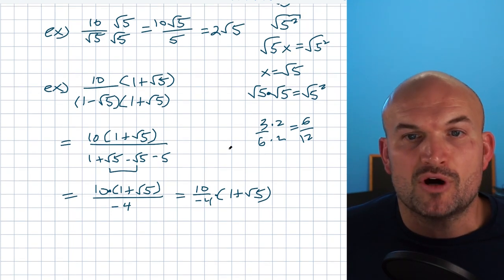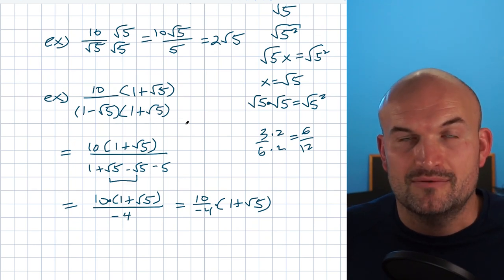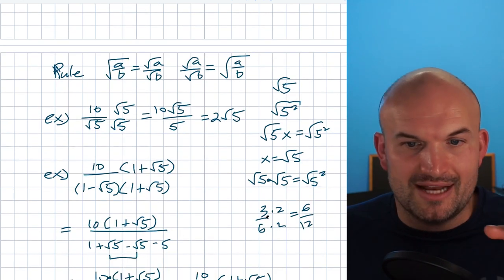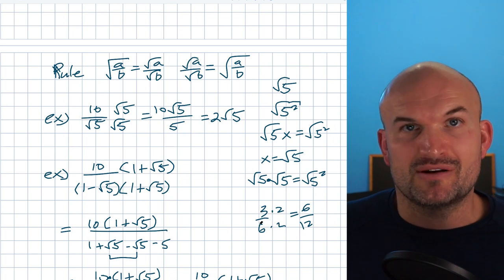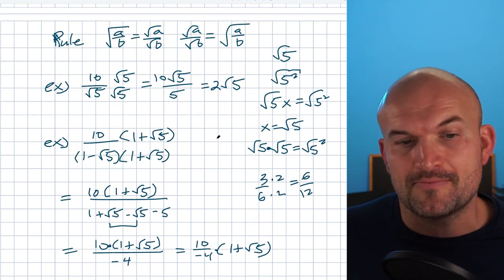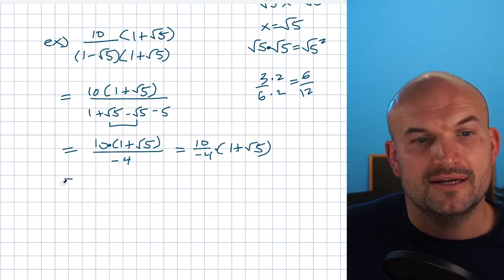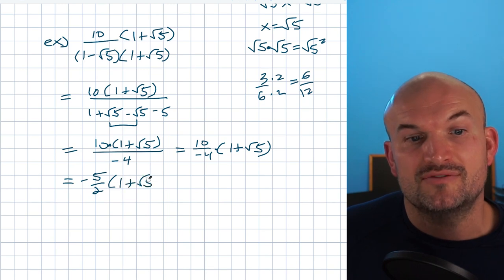We can divide just like we multiplied the top and the bottom by the same thing. We can also divide by the same thing. You're still producing equivalent fractions. Because if you take a look at what I had here, if I had 6 over 12 and I divided by 2, I'd get 3 over 6. So you're still producing equivalent fractions. So over here, if I divided a 10 and a negative 4 by 2, what that would leave me with here is a negative 5 halves times a 1 plus the square root of 5.